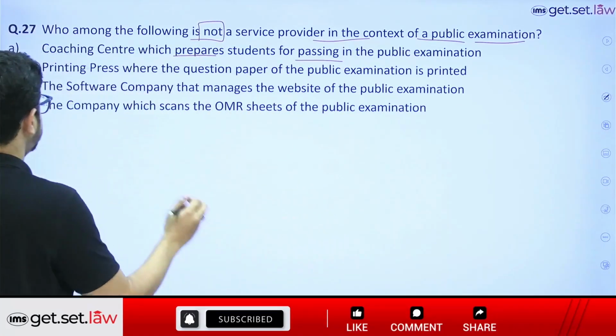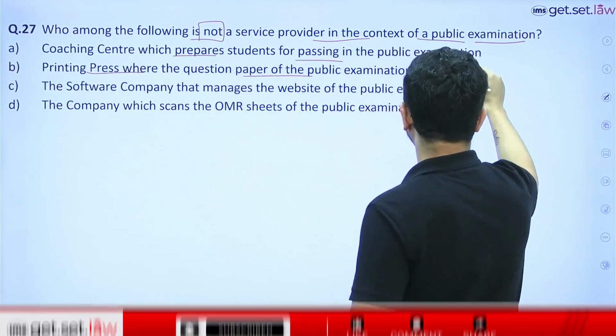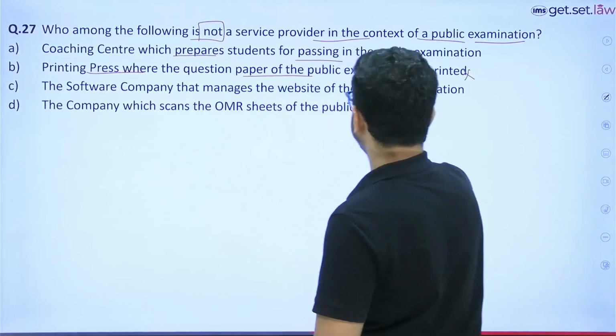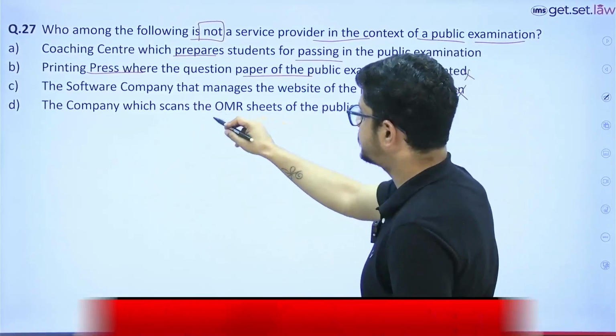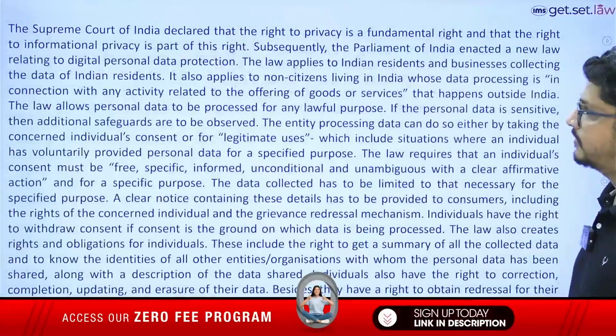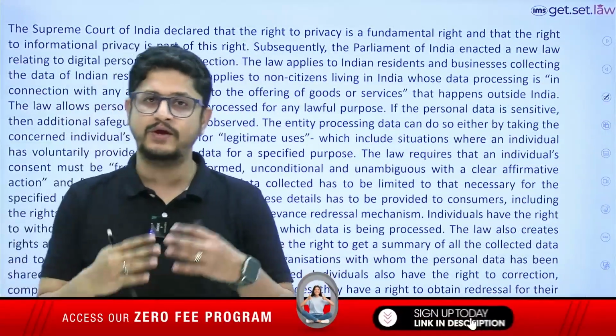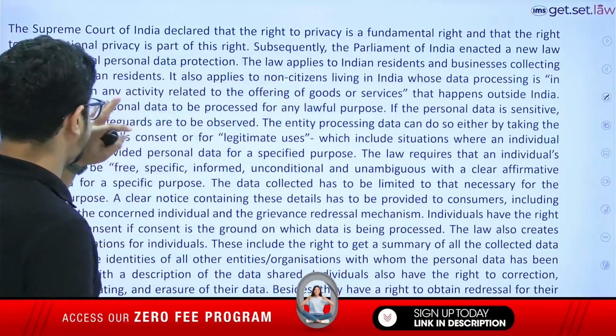We are not service providers. Printing press where question papers of the public examination are printed is a service provider. Software company that manages the website is a service provider. Company which scans the OMR is a service provider. So answer becomes A. Now coming to the last paragraph, and then we'll end this up. Let's finish this up fast.